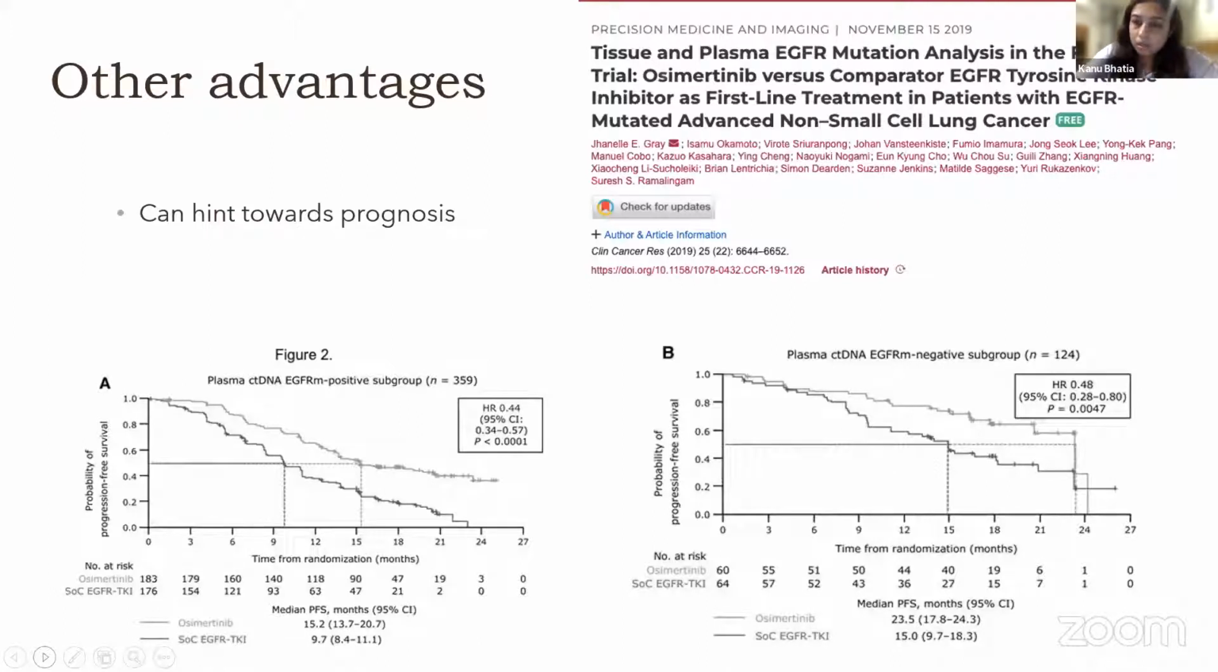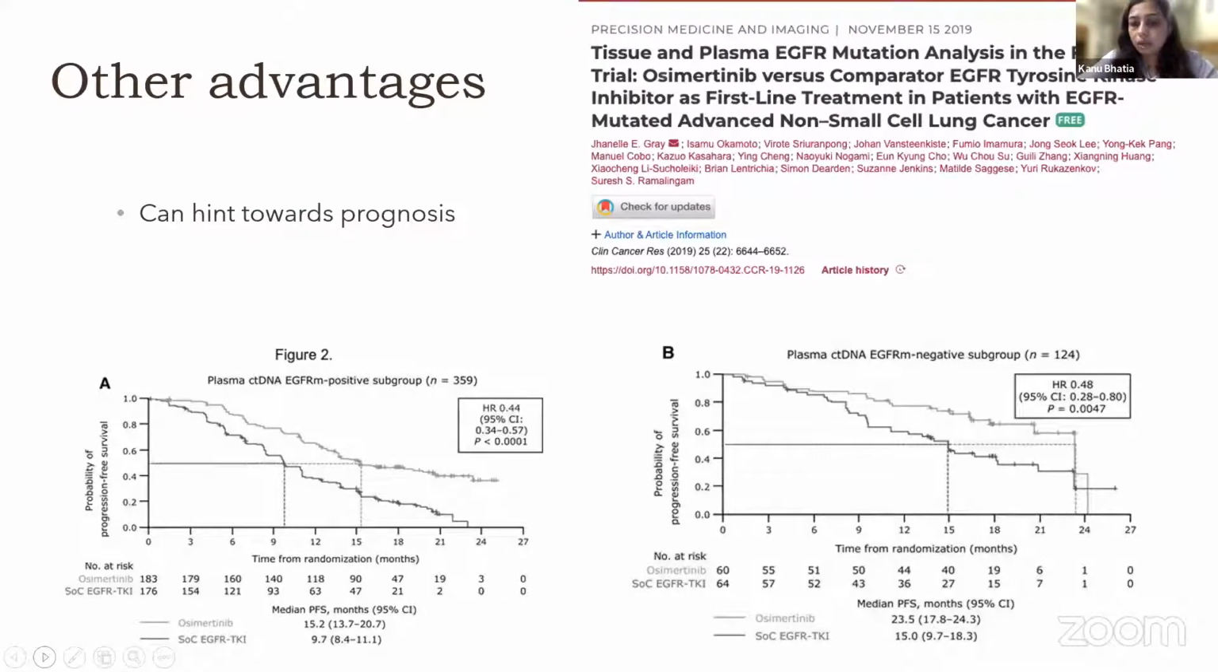It's not just diagnostic. The slide shows that liquid biopsy can be prognostic also for patients. This is the data from FLAURA itself. On the left, in figure A, we see that patients who had a positive ctDNA pre-treatment had a median overall survival with osimertinib of 15 months as compared to those who had a negative ctDNA.